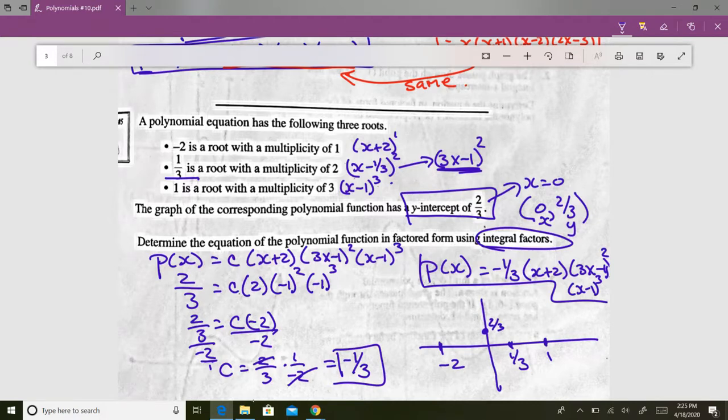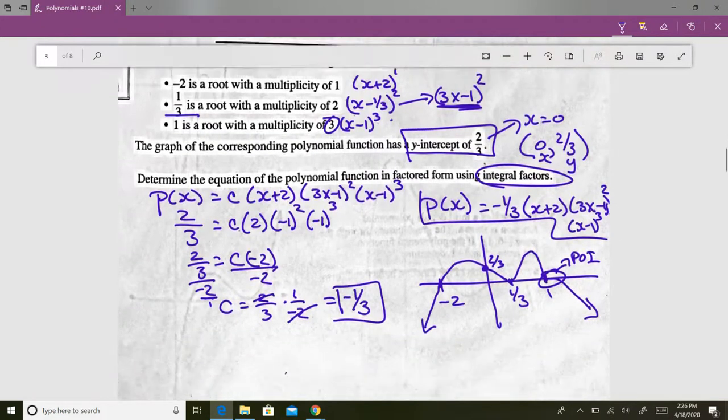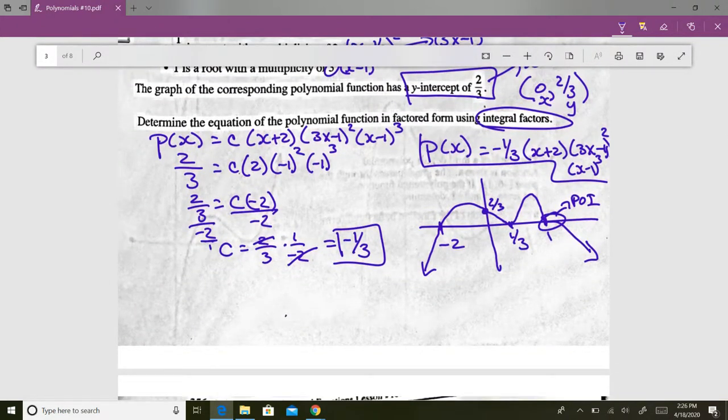So that means we come up at negative 2, it's a multiplicity of 1, so it passes through, comes down. At 1/3 it's a multiplicity of 2, so it bounces. And then this is our point of inflection. That is our POI, because it has a multiplicity of 3. All right, that is it.